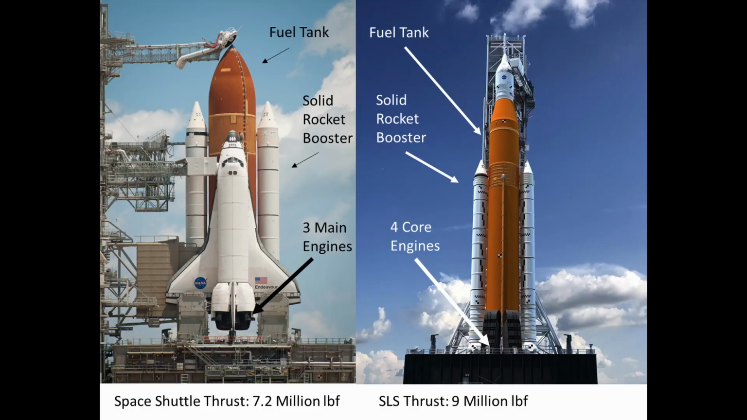So the total thrust of the space shuttle, 3 main engines plus 2 solid rocket boosters, is 7.2 million pounds of thrust. The SLS's 4 core main engines plus 2 solid rocket boosters give it a total of 9 million pounds of thrust.